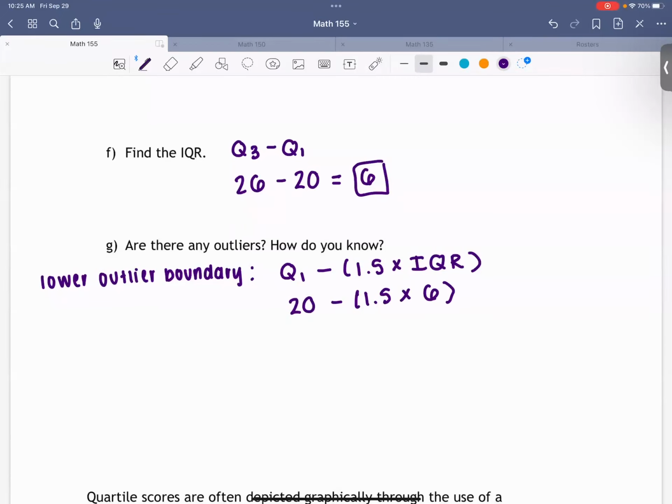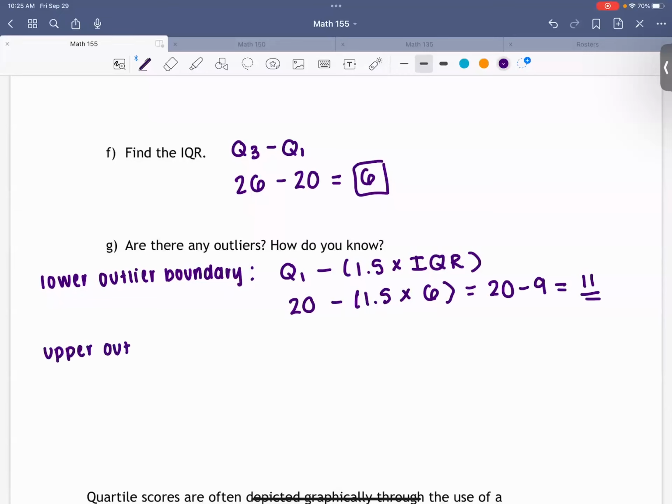Okay. Now, when I do this, I like to do the multiplication first, write it down, and then subtract. You don't have to do that, but if I don't do it, I'll make a mistake. So 1.5 times 6 is 9. And when I subtract 20 minus 9, I get 11 as my lower outlier boundary. Okay, let's do the upper outlier boundary.